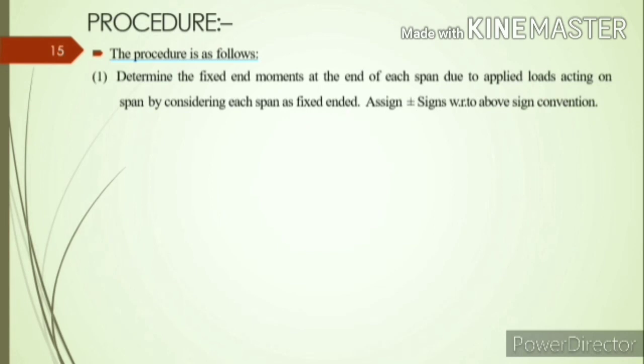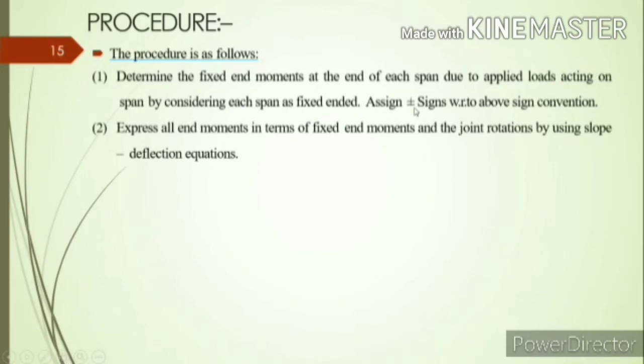So the first step is the determination of the fixed moments. If the left-hand side fixed end moment is negative and the right-hand side fixed end moment is positive, assign plus or minus signs based on that. The second step is to express all the end moments, all the final moments, in terms of these fixed end moments and the joint rotations by using the slope deflection equation. So the second step is the slope deflection equation: express all the members of the beam in terms of these fixed end moments and the joint rotations.